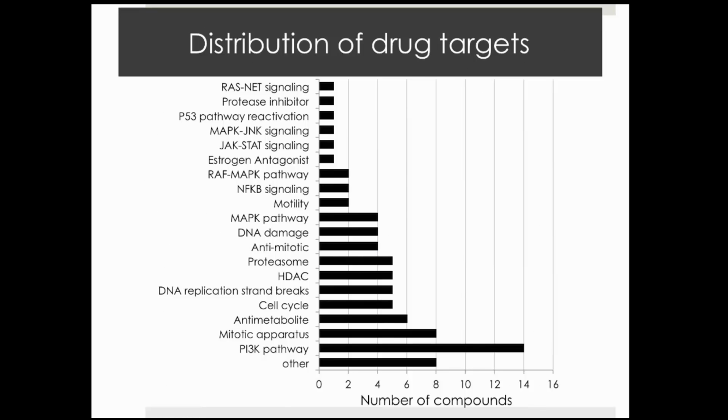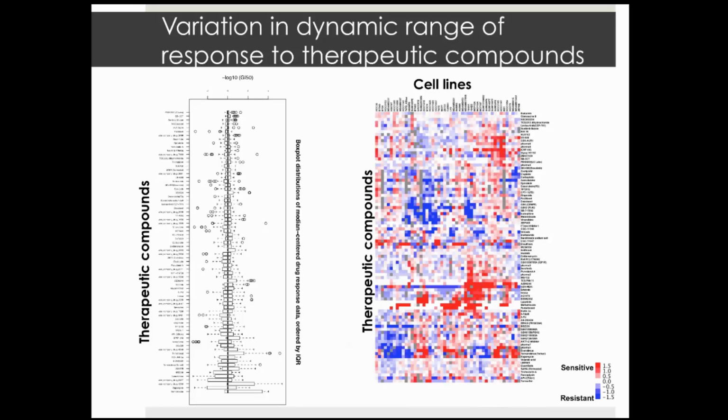Here's a high-level view of those drug response data. On the left-hand side is a long string of box plots, where within each box plot are data. This is log transformed GI50 data, so drug sensitivity data for one compound. And what you can see is that the distribution in the response values varies from compound to compound. Some have a relatively narrow GI50 range. Others near the bottom have a very wide dynamic range.